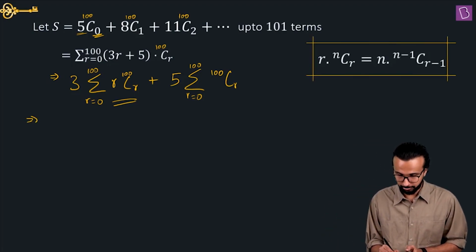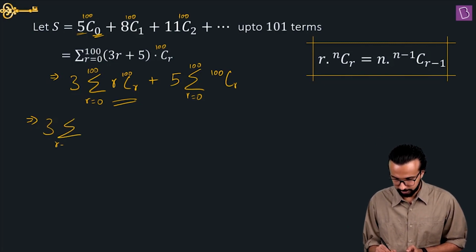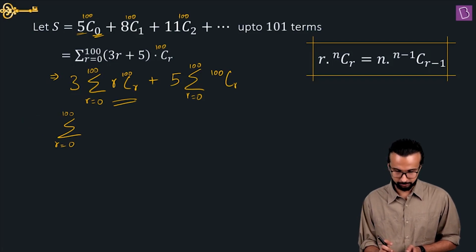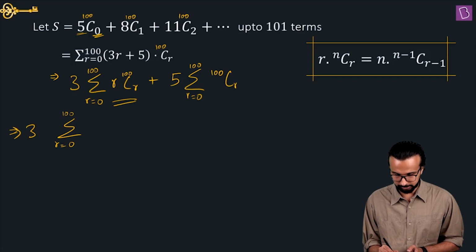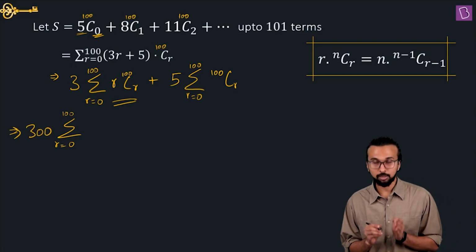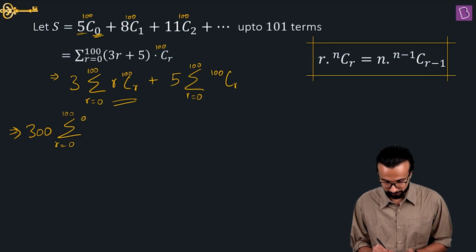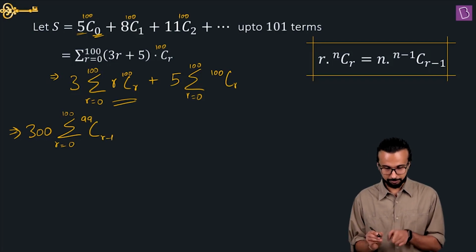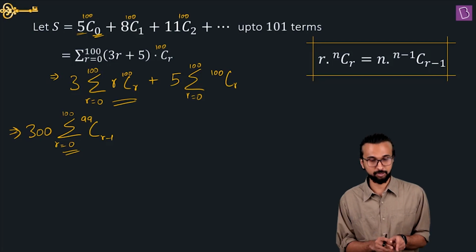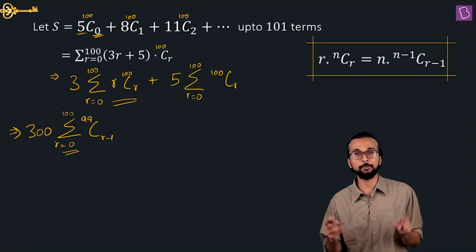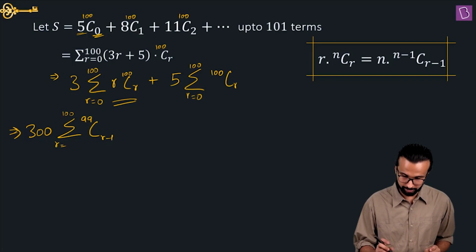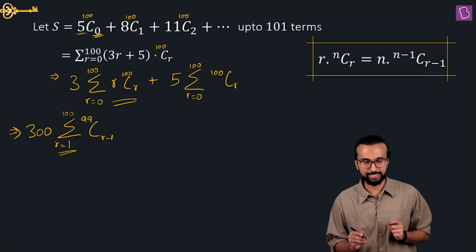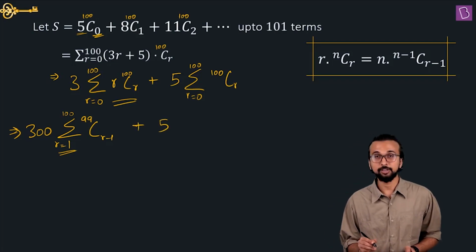So this becomes 3 into sigma R equal to 0 to 100, where R into NCR becomes N, and N is 100. If I take 100 outside, the 3 outside becomes 300 into (N minus 1)C(R minus 1), which becomes 99C(R minus 1). But the problem here is that if I put R equal to 0, the first term becomes 99C minus 1, which is not permissible. So I take from the next term, R equal to 1. From here, is it permissible? Yes, you start from 99C0.